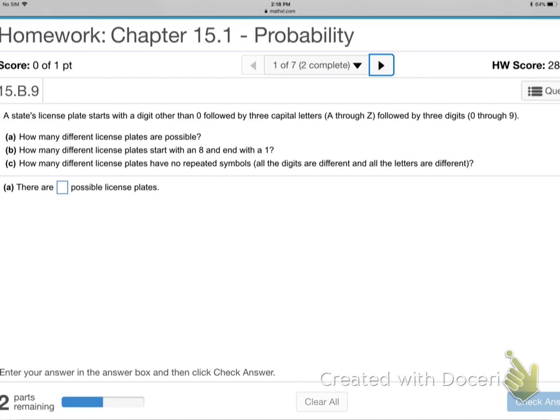So a state's license plate is a digit other than 0, so like 7, and then 3 capital letters, so TVP, and then 3 digits, 365. That might be a license plate.